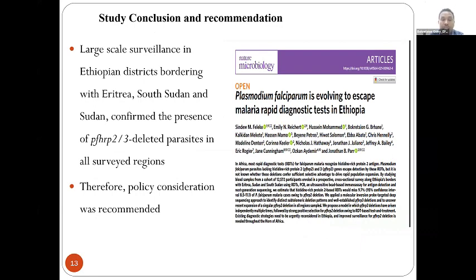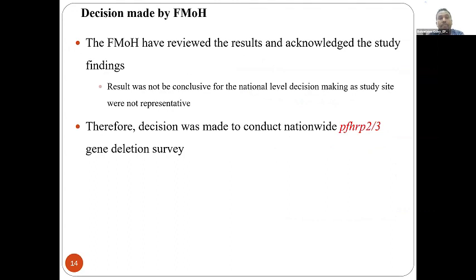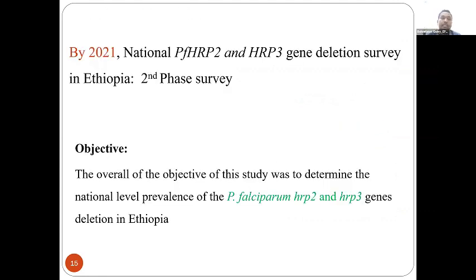And we recommended that the Ministry of Health consider a policy change. This study was published in Nature Microbiology. The ministry reviewed the result and considered it inconclusive since it is not nationally representative, being from sites neighboring the border. Therefore, the decision was made to conduct a nationwide PF-HRP2 gene deletion survey in the country.